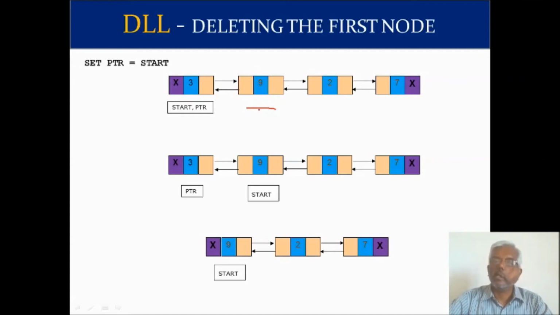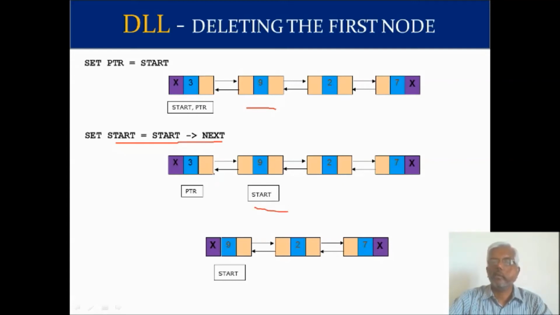Now start is equal to start of next, because start of next now represents 9. So what is the meaning of start is equal to start of next? Now this 9 is going to act as the start. Start is equal to start of next. Now this becomes start hereafter.